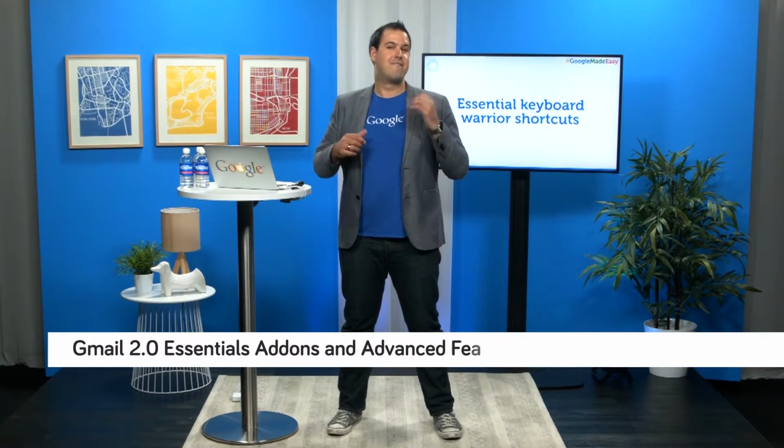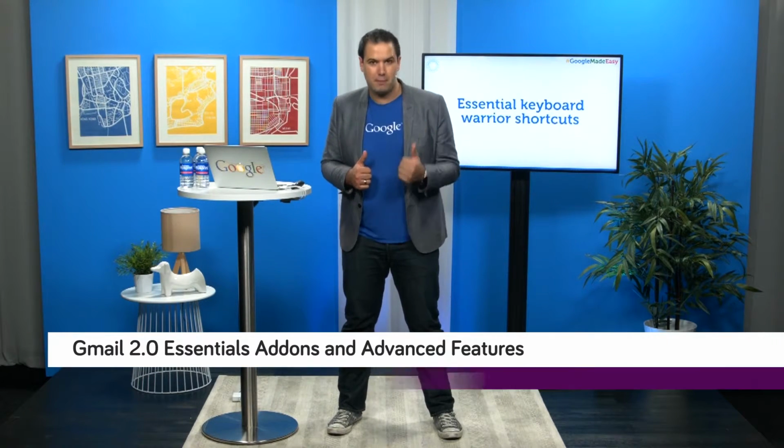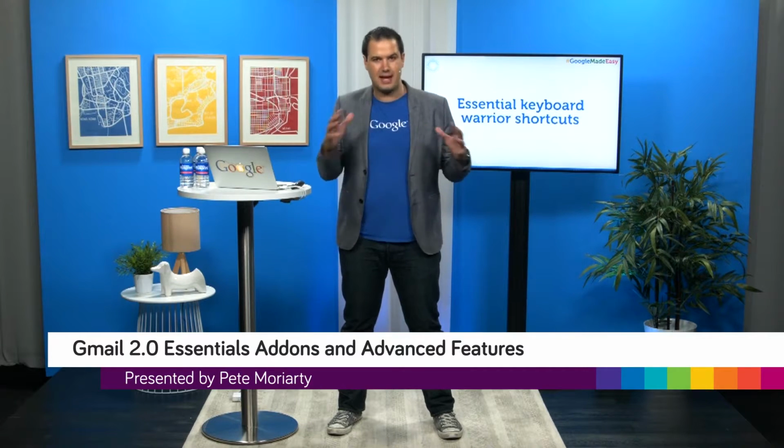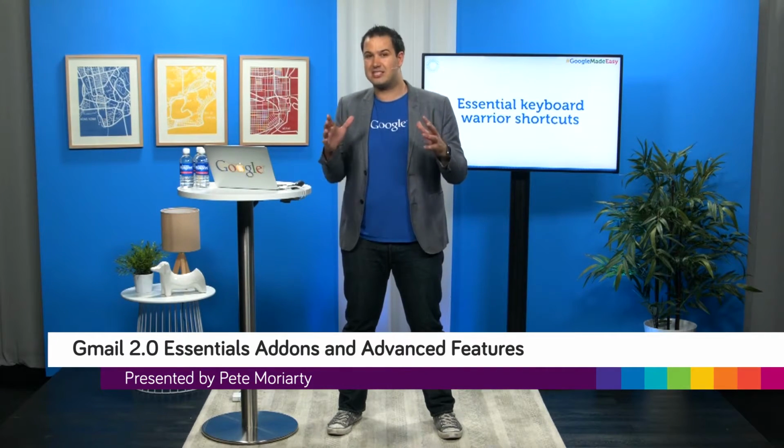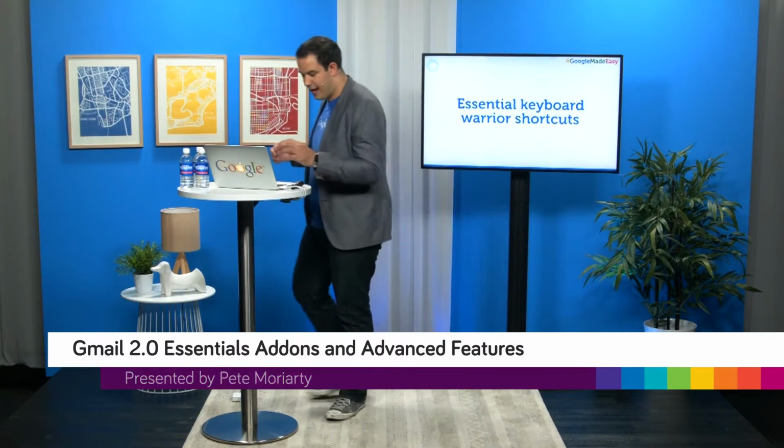Okay, so now we've got the basics down. Let's go through some of the basic shortcuts that you need to learn. So if you've got a pen and paper ready, let's get started. First one to learn is C for compose. Now, it's not Control-C or Command-C or anything like that. We literally just hit the C button. Let's go ahead and do that and see what happens.